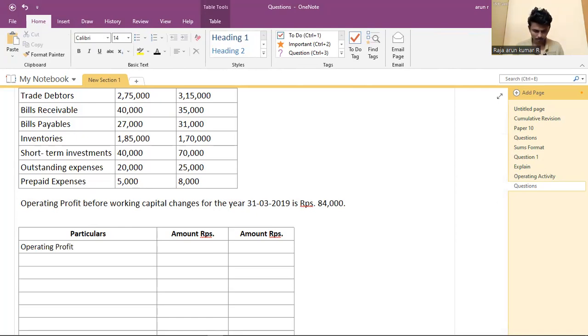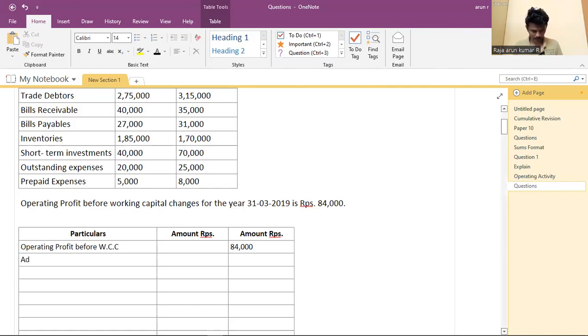Profit before working capital changes. Just ignore it. I put this in a speedy, shortcut way. Don't do it the same way in the examination. You must write elaborately in the examination. Okay. 84,000.